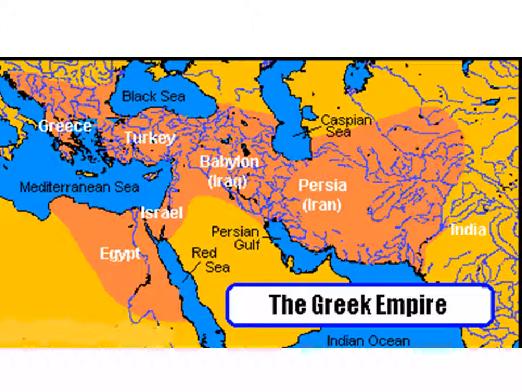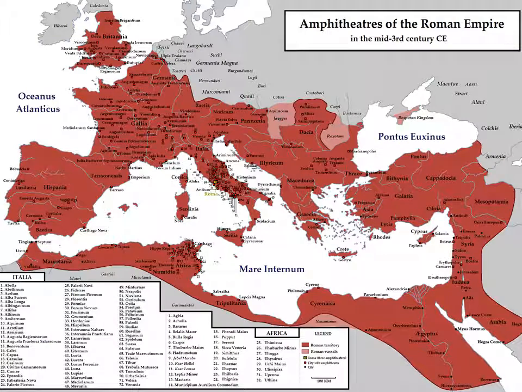The Greek Empire extended from Greece as far east as India and south into Egypt. The Greek Empire probably reached its peak around 300 BC. The Greek Empire was replaced by the Roman Empire, which had extensive land areas around the Mediterranean. The Roman Empire reached its peak in the 3rd century of the Common Era.